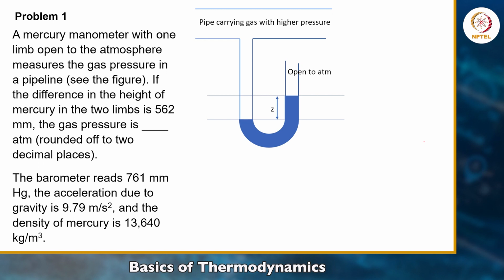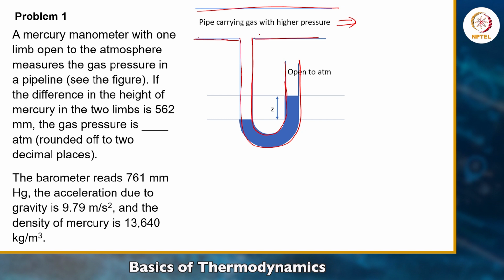Now we'll go to some basic calculations you may have done already from your +2 also during entrance examination. The similar basic calculation you can do so that you can remember all the units and how to convert, how to calculate. So here one problem is a mercury manometer with one limb open to the atmosphere. Okay, so this is one pipe carrying gas with high pressure, and one limb is open to atmosphere. So this limb is open, and the other limb is connected to the pipe.